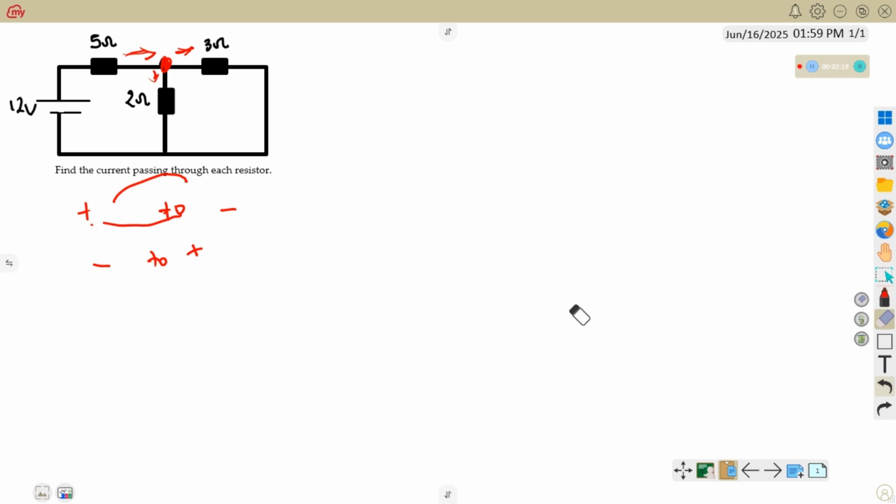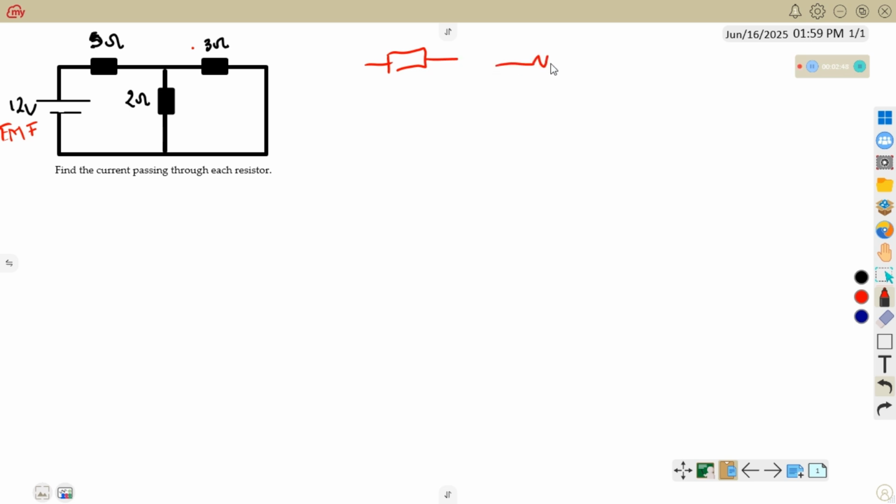All right, let me clean this. Sorry. Okay, let me just rewrite this back. We have 5 ohms here. Whenever you see a circuit like this, this 12 volts is representing the EMF, and these ones are representing resistors, which can either be drawn like this or like this. Whichever one you see, they are both resistors, while this one represents the EMF, right?